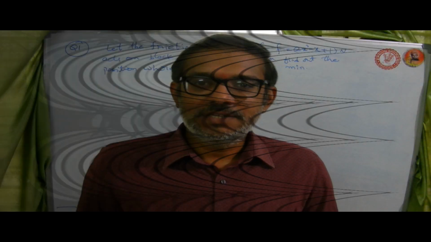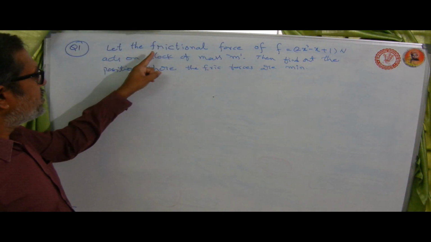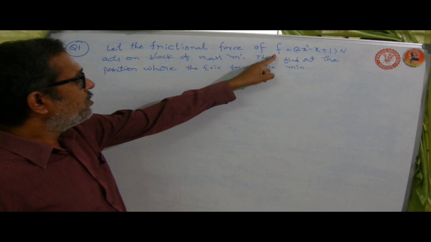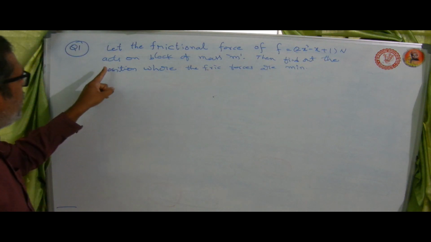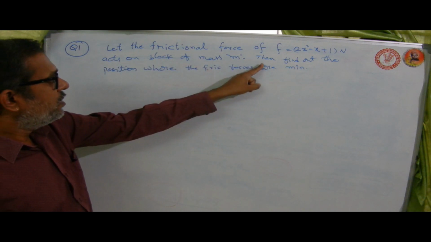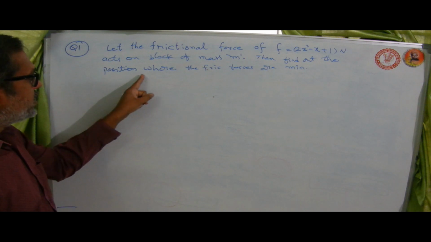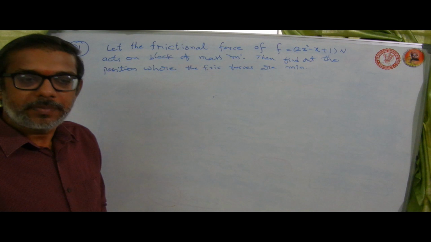We would like to see three more questions regarding friction. Let us see the first question. Let the frictional force F equal 2x square minus x plus 1 newtons, acting on a block of mass m. Then find out the position where the frictional force is minimum.